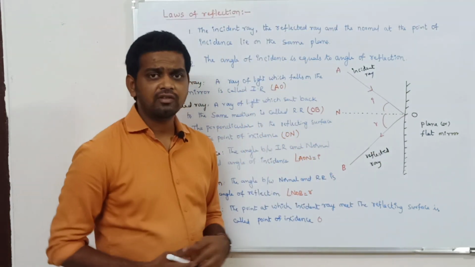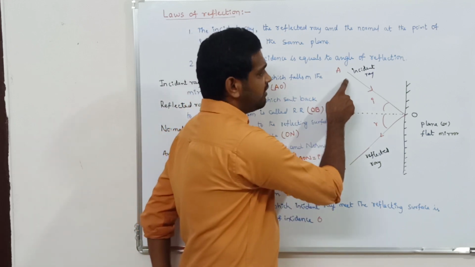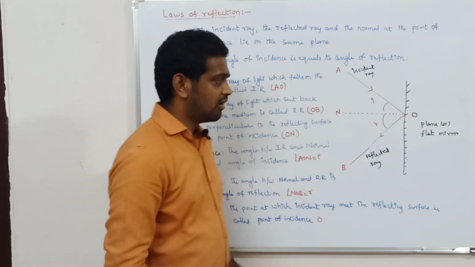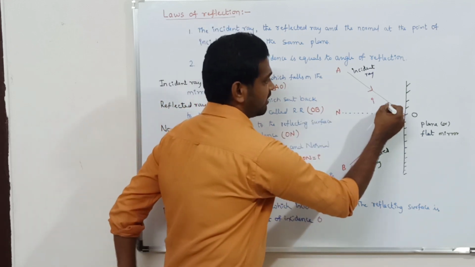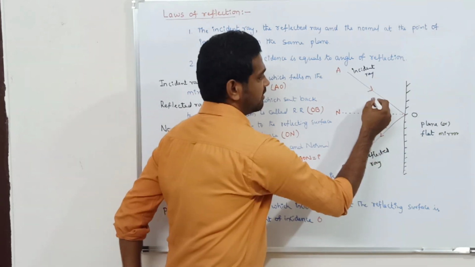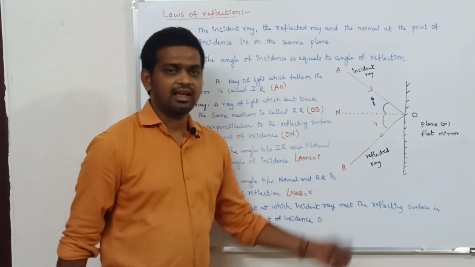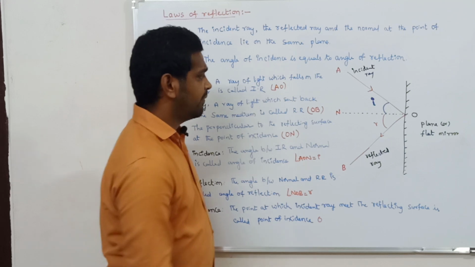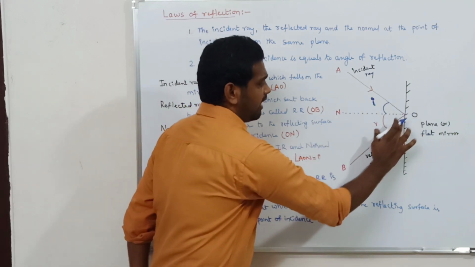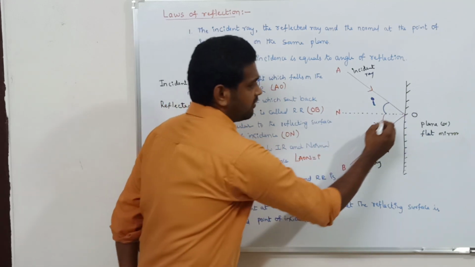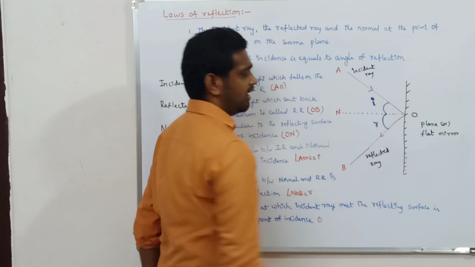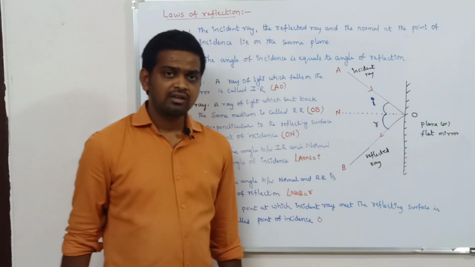Coming to the angle of incidence, the angle between the incident ray and the normal is called the angle of incidence. This angle we are considering as the angle of incidence or incident angle. Coming to the angle of reflection, the angle between the normal and the reflected ray is called the angle of reflection. This angle we are considering as the angle of reflection.